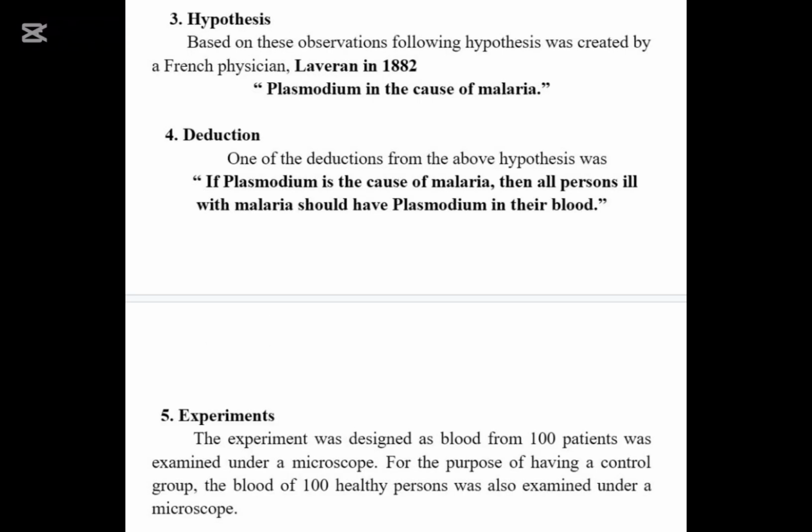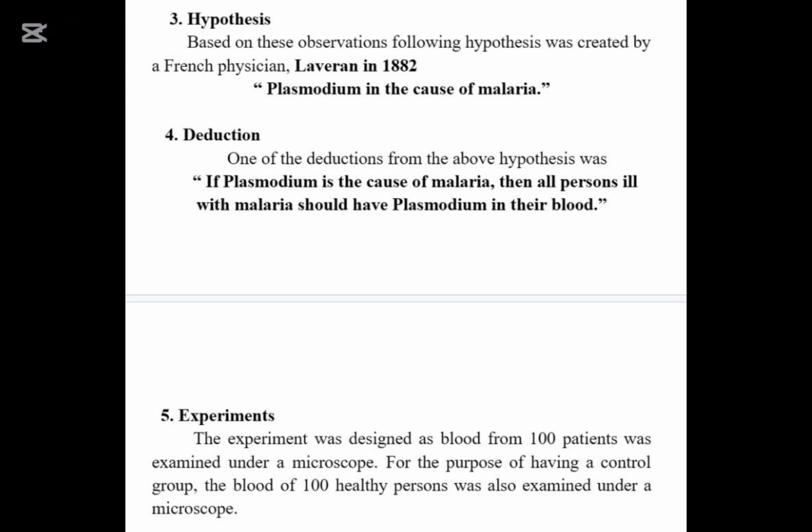The next step of biological problem solving is hypothesis. In 1882, a French doctor named Alphonse Laveran studied malaria patients. After his observations, he made a hypothesis. A hypothesis is a smart guess. His hypothesis was that Plasmodium is the cause of malaria. Plasmodium is a tiny parasite which was the cause of malaria.